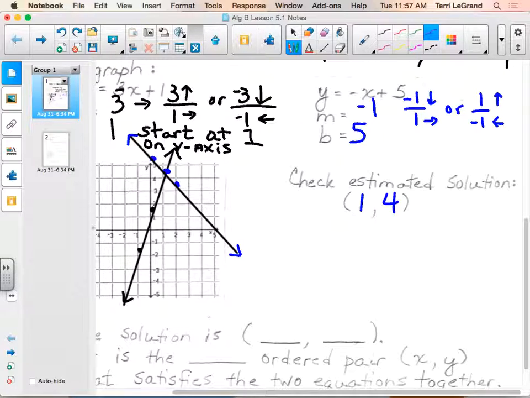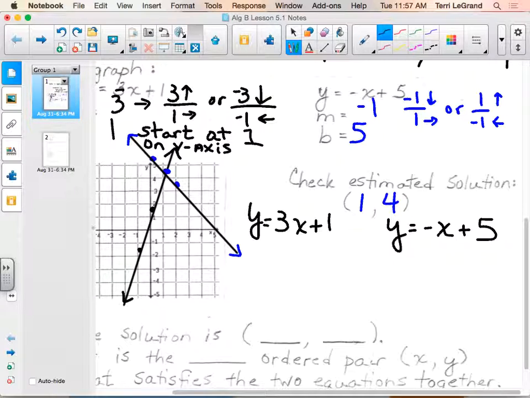We go back to our equations, we write them down. So we have y equals, what was our first one? 3x plus 1. And our other equation was y equals negative x plus 5. It has to check out in both of them. It has to make both of them true. And you don't get out of this, okay? So we're going to substitute from our estimated solution. For my y, I'm going to put a 4 in. And for the x, I'm going to put a 1 in.